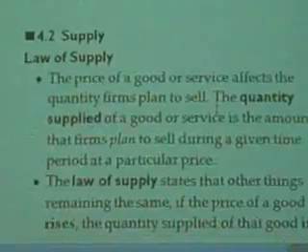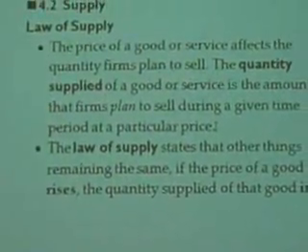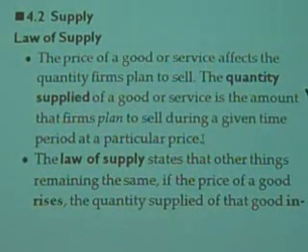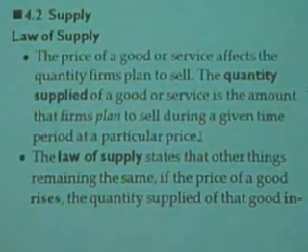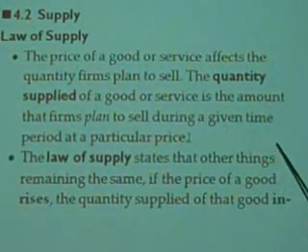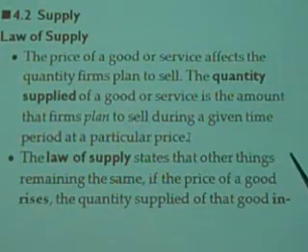We can look at supply. The price of a good or service affects the quantity firms plan to sell. The quantity supplied of a good or service is the amount that firms plan to sell during a given time period at a particular price.